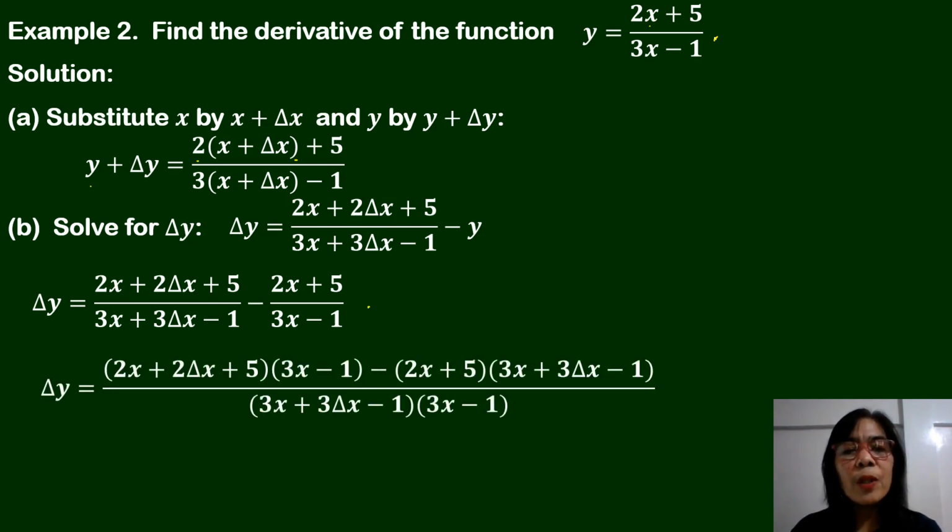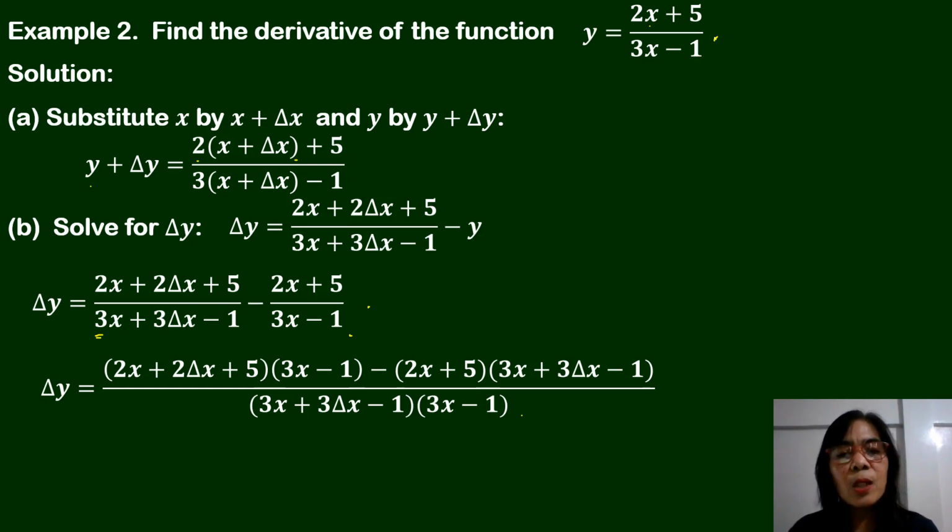So we find the LCD. The LCD is simply the product of the denominators. So we have now the LCD is the product of 3x plus 3 delta x minus 1 and 3x minus 1. To obtain the numerator, you just multiply the numerator of the first fraction to the quotient when you divide the LCD by this denominator.